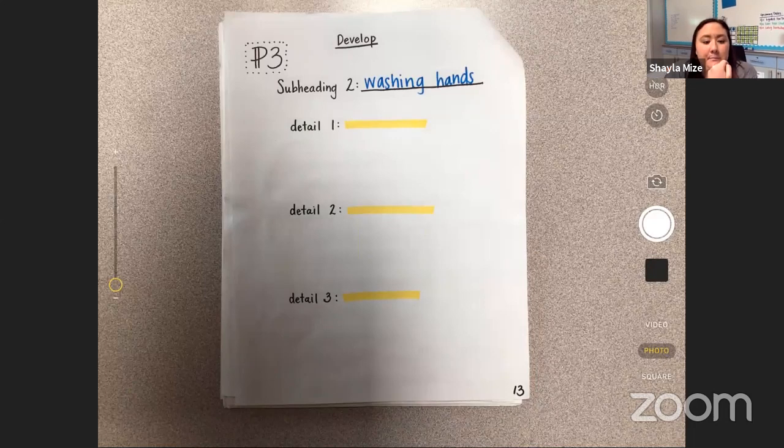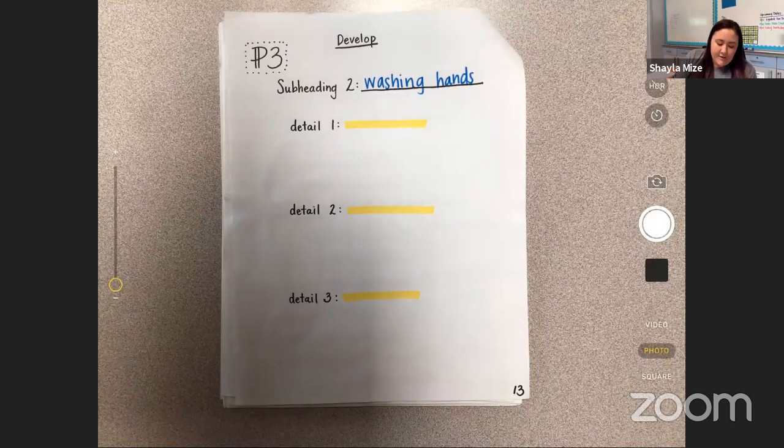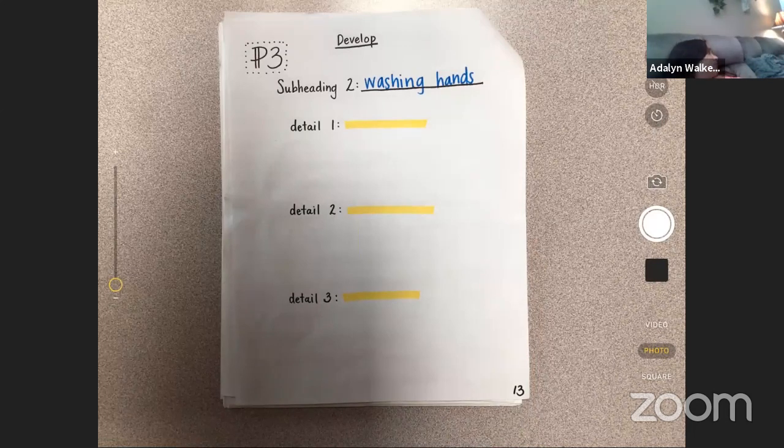Yes, Adeline. Sorry, Miss Mize, I just have a question. Yes. On the subheadings, should the subheadings match the ones that they entered in Seesaw or what's on their paper? Yes, Adeline, you should have gone back and fixed your topics on your packet from Seesaw. Okay, we'll do that.